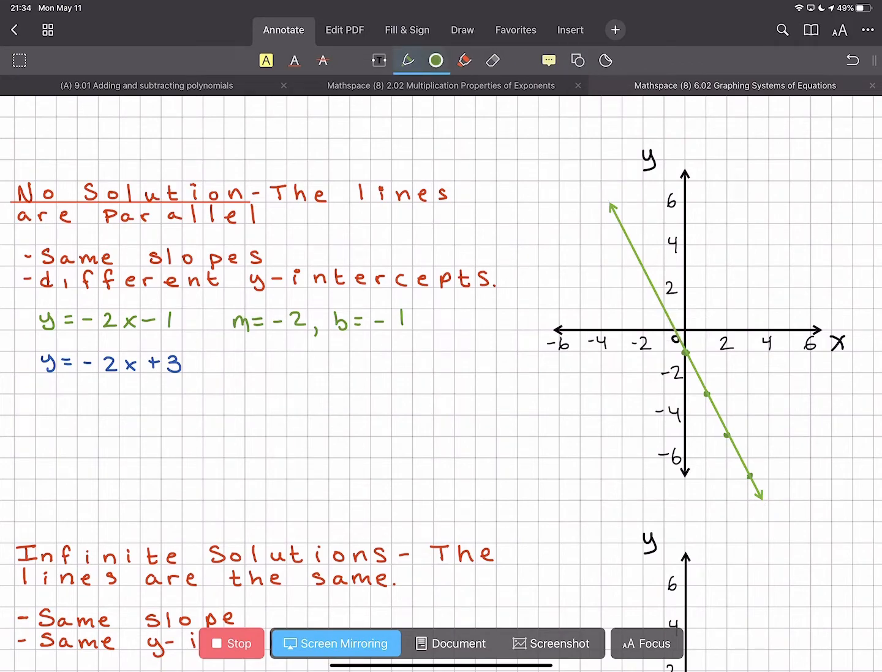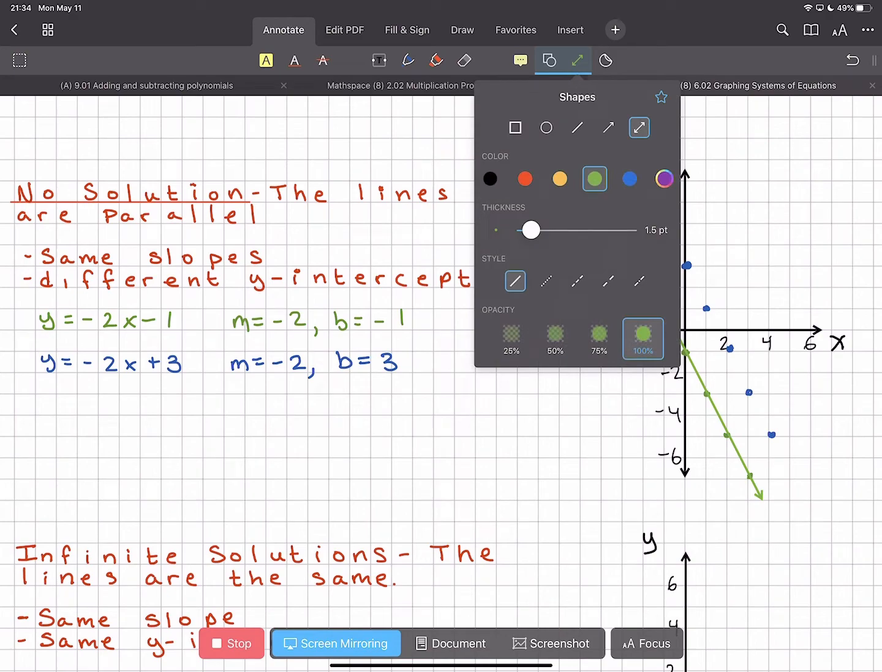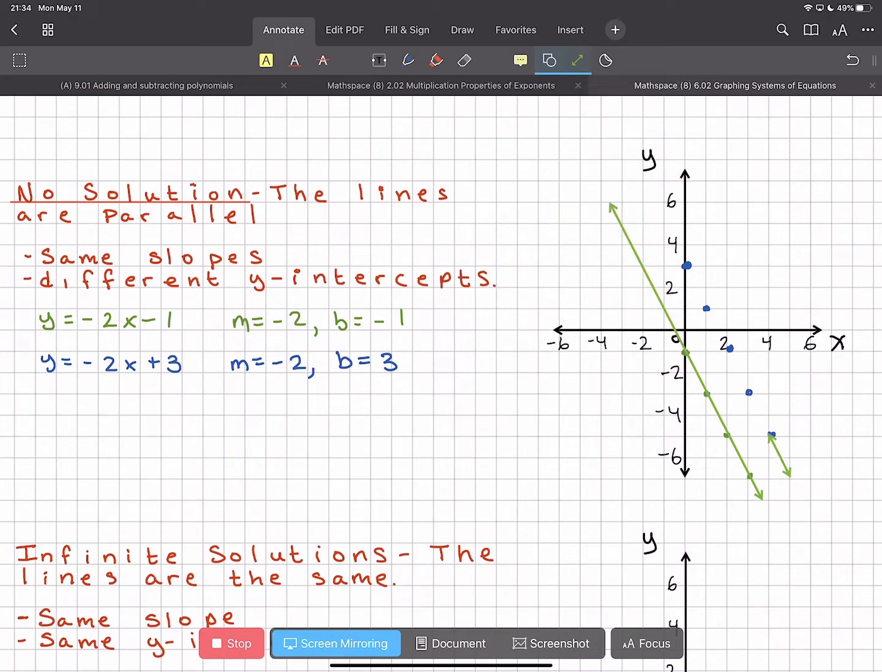And then I'll graph the blue one, and I have a slope of negative 2 and a y-intercept of positive 3. So start at 3. I'm going to go down 2 to the right 1, and repeat that pattern. And you'll see now, it's pretty obvious when I graph this, I have two parallel lines.